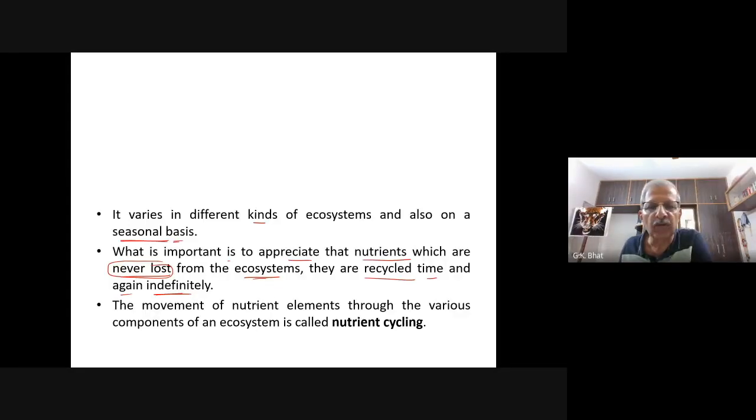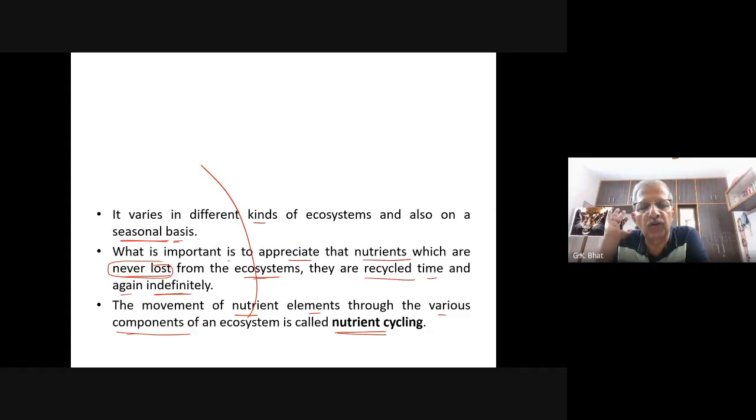The movement of nutrient elements through the various components of an ecosystem is called nutrient cycling. What is nutrient cycling? It is the movement of nutrient elements through the various components of an ecosystem. What are the two major components of an ecosystem? What are the two major components of an ecosystem?